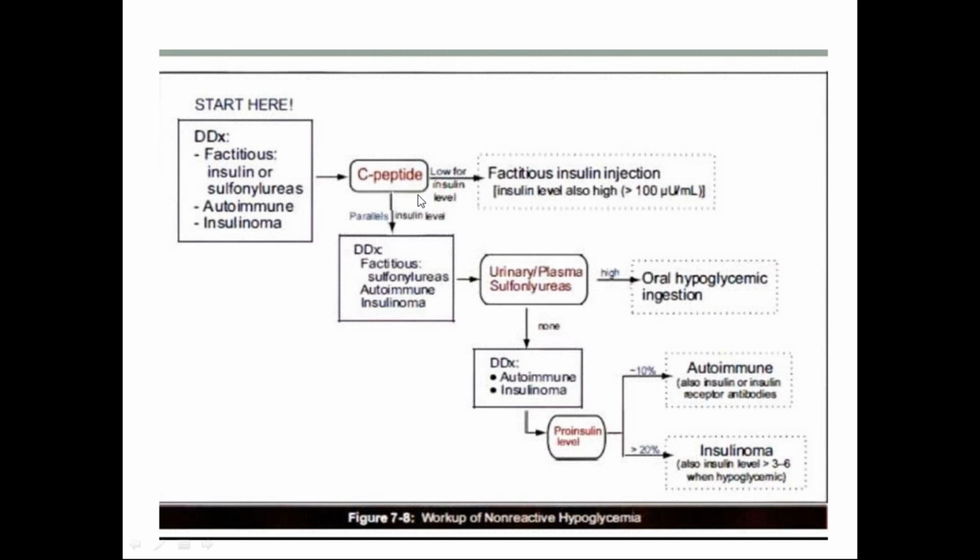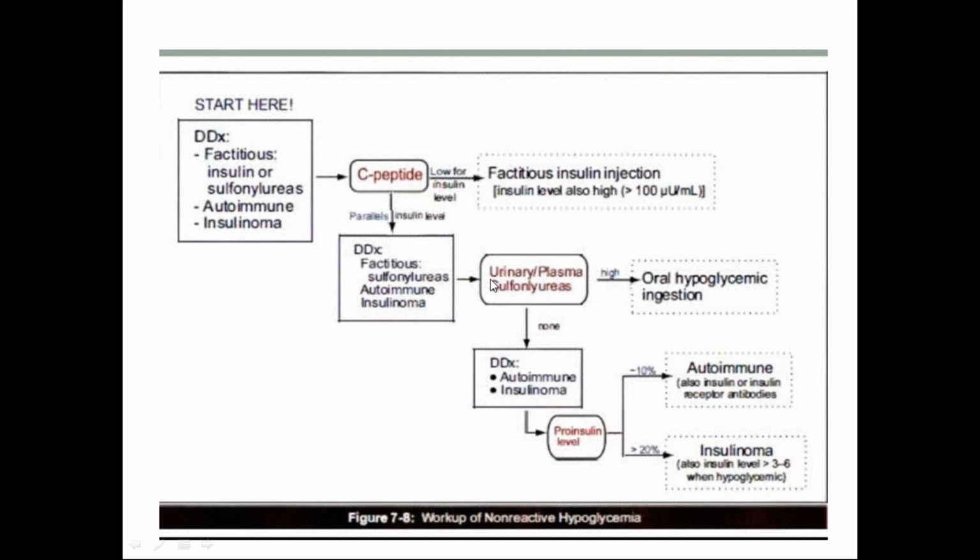First we see for C-peptide levels. If the C-peptide levels are low, then the insulin is given from outside. Whereas if the C-peptide levels are increased, it can be factitious sulfonylureas, that means the sulfonylureas are given from outside, or it can be autoimmune, or it can be insulinoma. So there will be three causes.